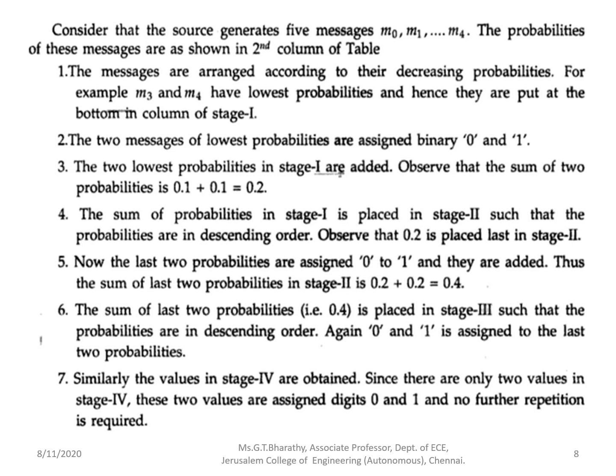Now again the last two probabilities are assigned 0 and 1 and they are added, so the sum becomes 0.2 plus 0.2, which is 0.4 in stage 2. The sum of the last two probabilities, 0.4, is placed in stage 3 in such a way that again the order is decreasing. Again 0 and 1 are assigned to the last two probabilities. Similarly, the values in stage 4 are obtained. Since there are only two values in stage 4, these two values are assigned digits 0 and 1 and no further repetition is required. So now let us see the table.